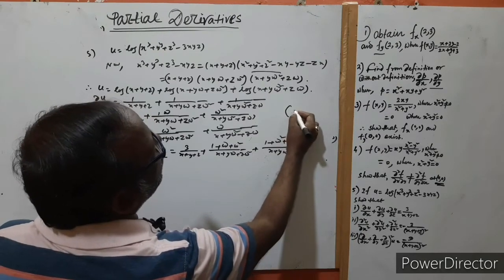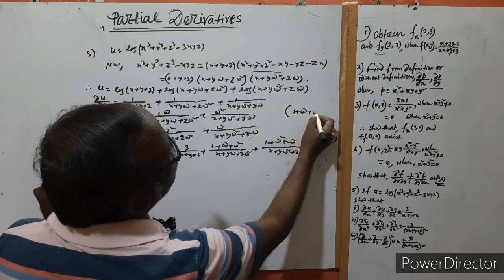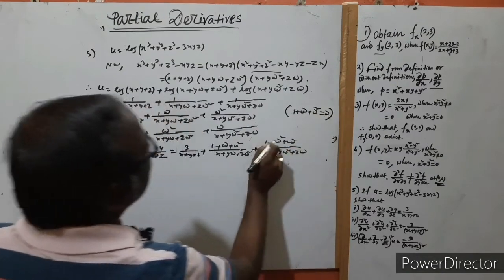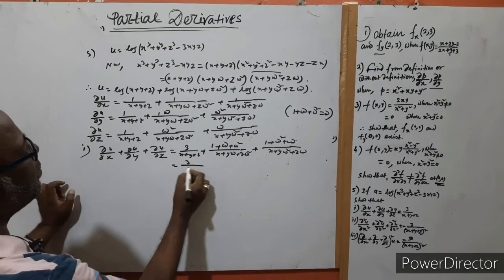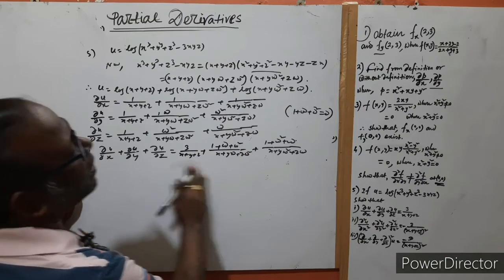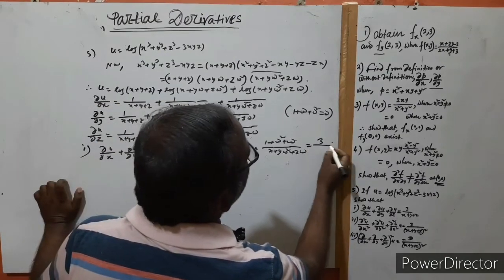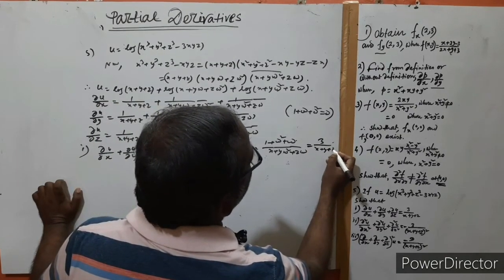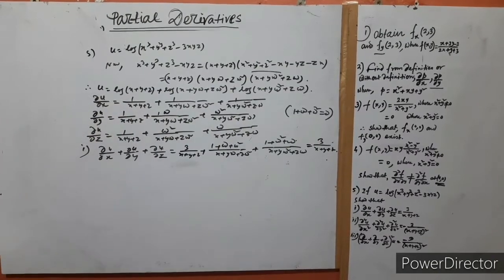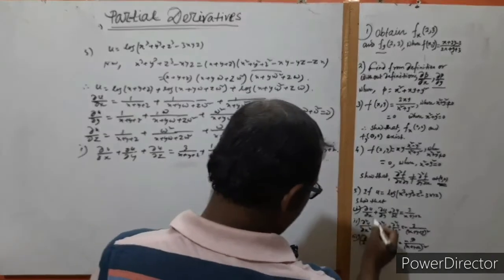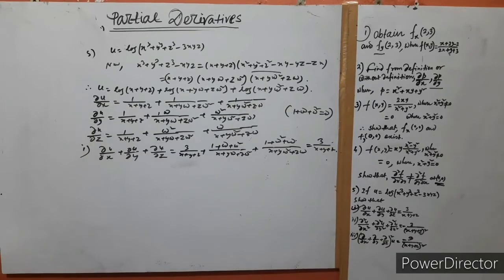Now, from the cube roots of unity, we know 1 + ω + ω² is 0, so these two terms are 0, and we can write this as only 3/(x + y + z). Okay, so this is the first result. Now proceed to the second.